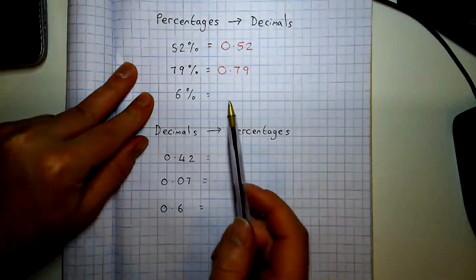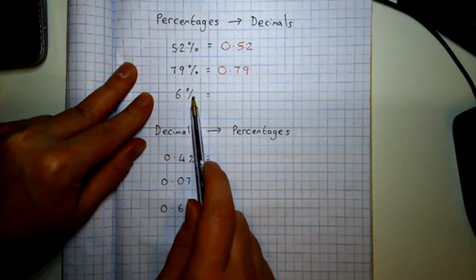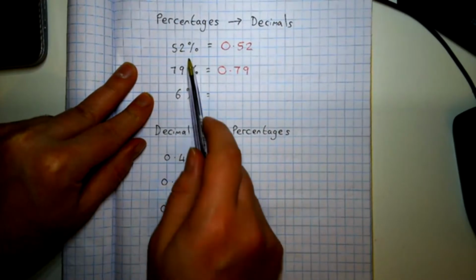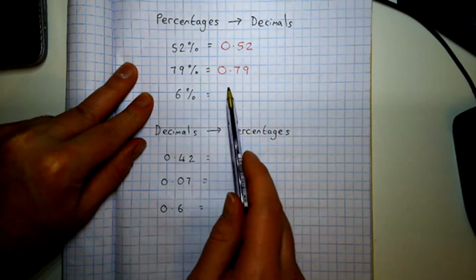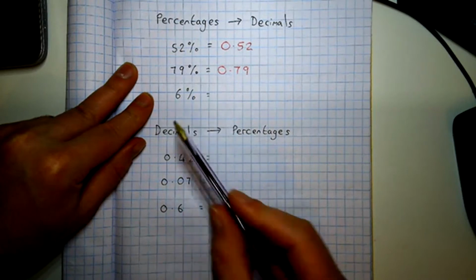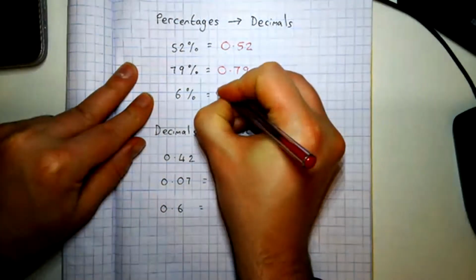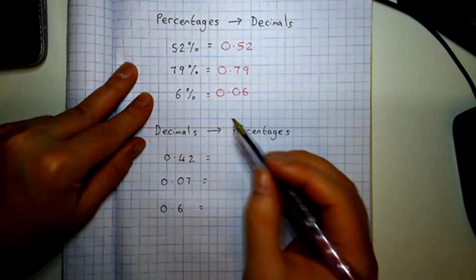And you've got to be careful not to make a mistake, because some people will look at this and they'll mistakenly think, well, it's 0 point whatever the percentage is, but it's not. We've got to divide it by 100. We've got to move a decimal point in 2 places. So this is going to become 0.06. Okay, 0.6 would be wrong.